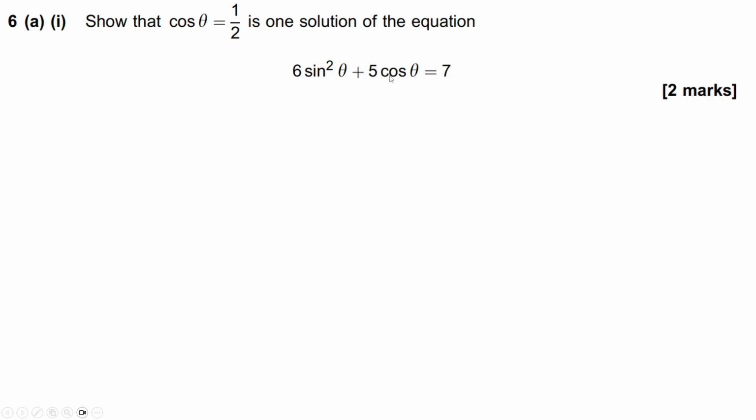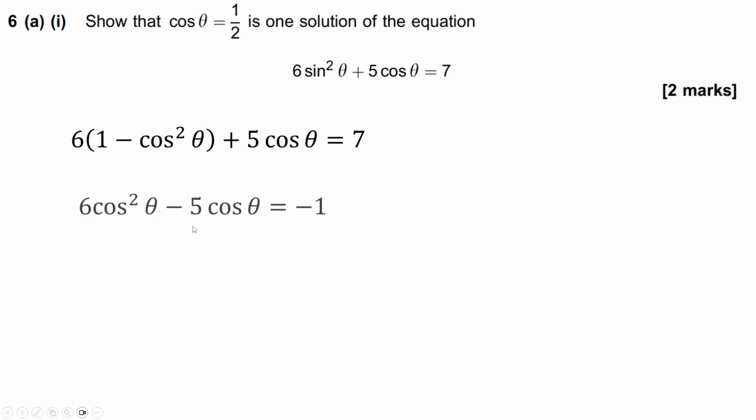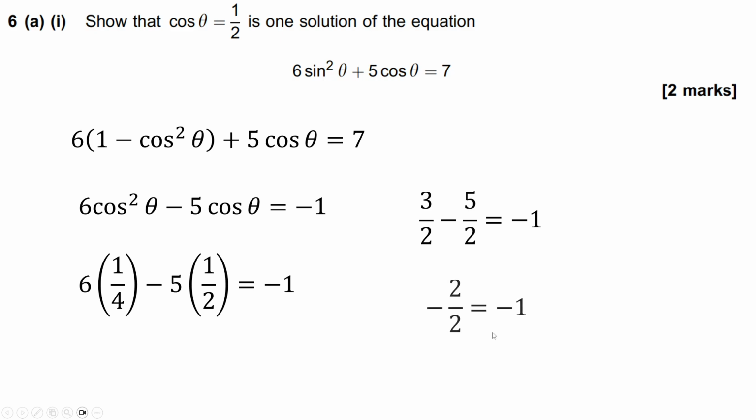Show that cosine theta equals a half is one solution of this equation. Just replace where you see cosine theta here with a half, and then this is just 1 minus cosine squared theta, so plug 1 over 4 into this, and just do that. You'll get minus 1 equals minus 1.